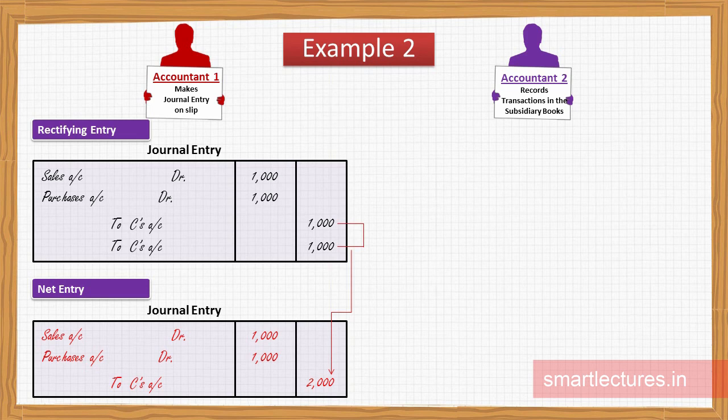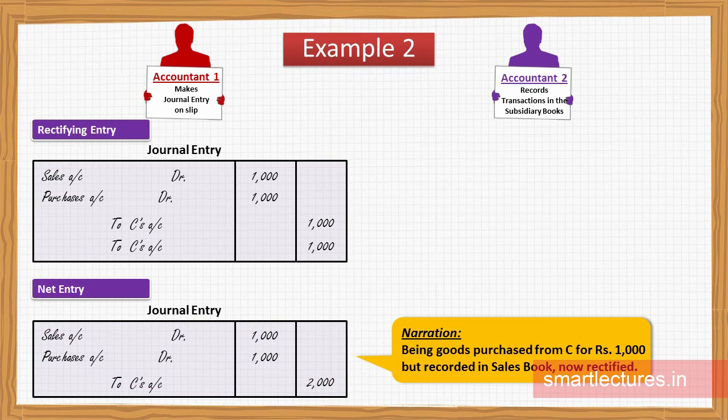Now, how should we write down the narration of this journal entry? So you have to write down the same question as it is, being goods purchased from C for rupees 1000 but wrongly recorded in the sales book, comma, now rectified. So the narration of this rectifying entry is quite simple. You simply write down the transaction and then write down now rectified. Quite simple thing. But in the coming up questions, I won't be writing down any narration just to save the time. So I'll be passing just rectifying journal entry.